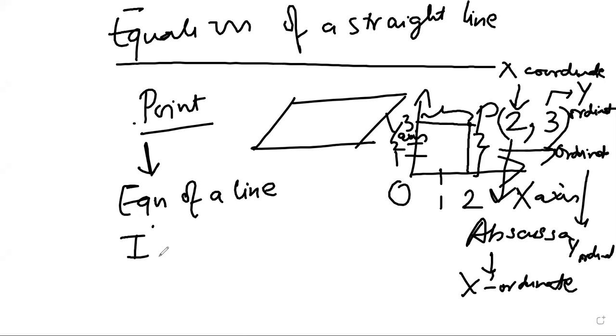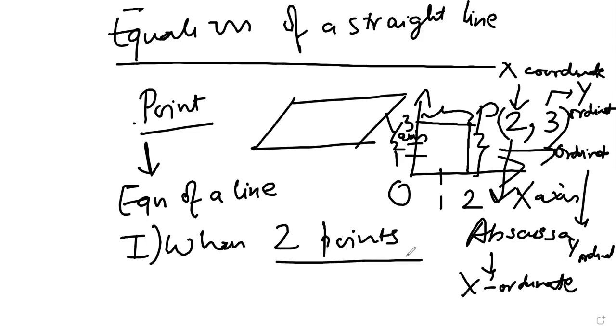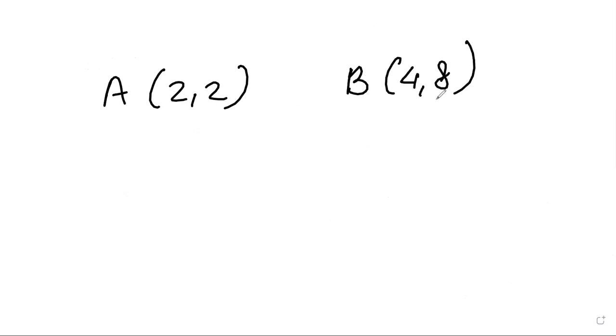Number one, when 2 points are given. Two points means we know the coordinates of those 2 points. Let us do it using a question. Let's say the question says, find the equation of a line which passes through 2 points A and B, where A has coordinates this, and B has coordinates this. Now, how will you find the equation of this line?